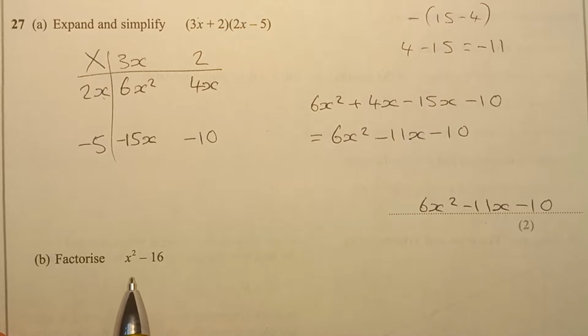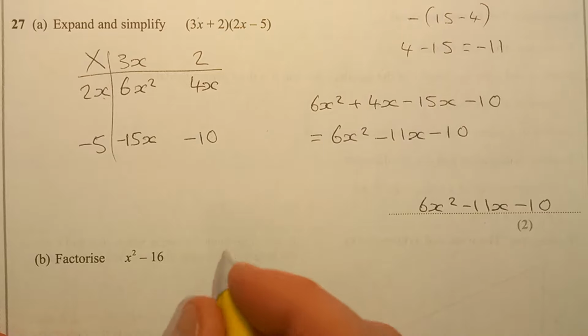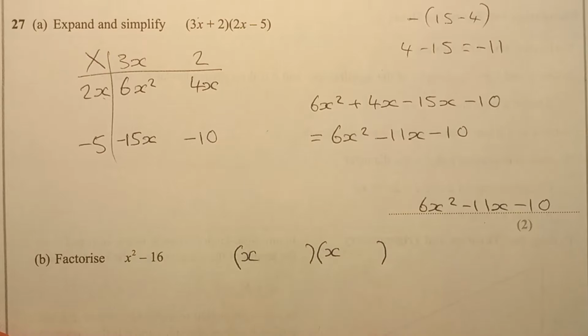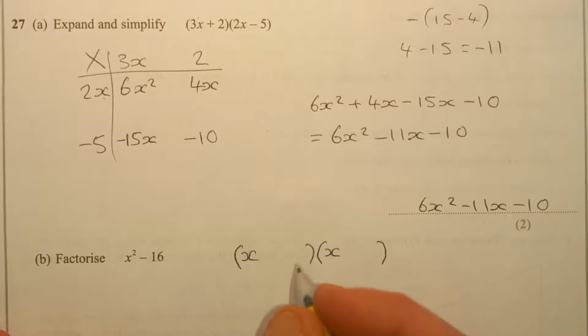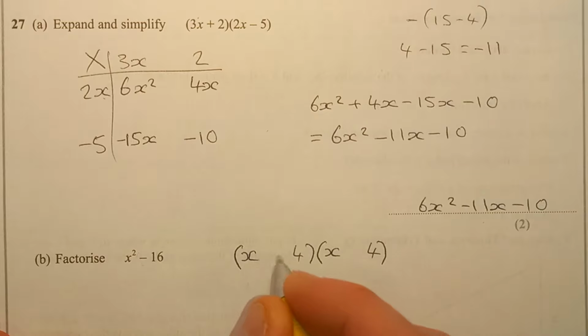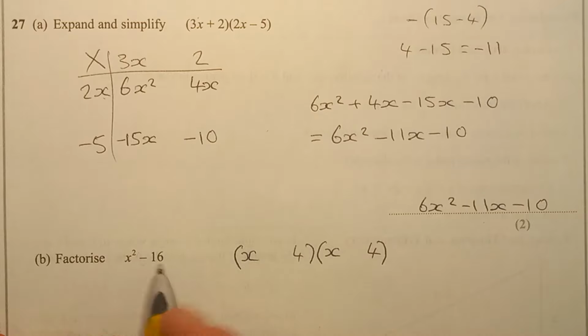And for the very last part, factorise x squared minus 16. So we're going to have 2 sets of brackets. We know we're going to have an x at the front to get our x squared. And we know we're going to have 2 numbers that multiply together to give us 16. But because we haven't got any x terms in the middle, we know it's got to be the same number. So 2 and 8 won't work, but 4 and 4 will work. And because it's a negative answer overall, we need 1 to be plus, 1 to be negative.